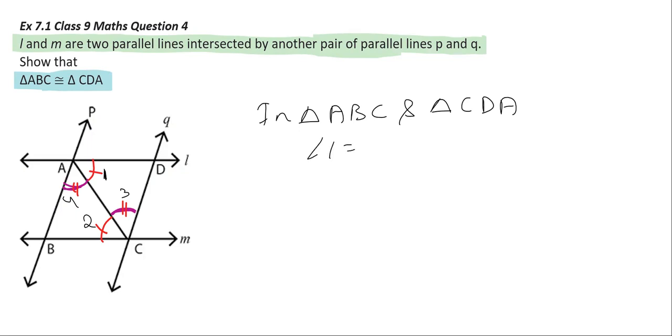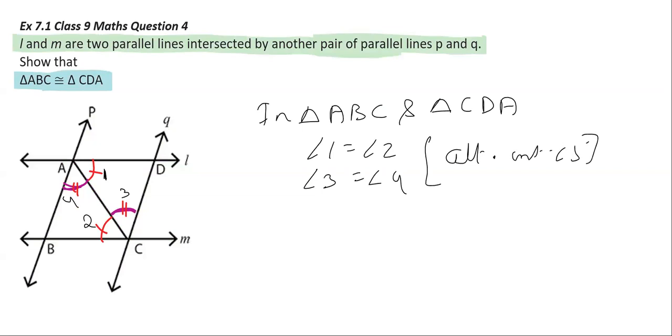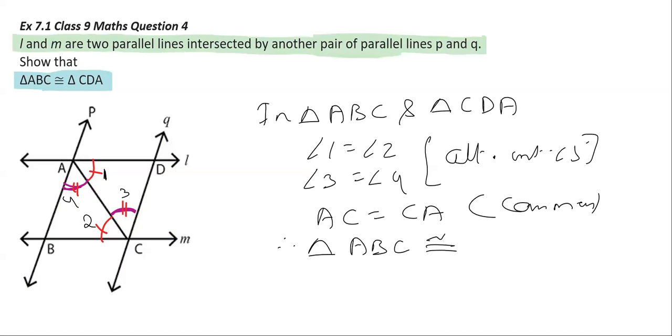So we'll write angle 1 is equal to angle 2 and angle 3 is equal to angle 4. The reason is the same here. That is, these are alternate interior angles. So once these two angles become equal, now we'll write AC is equal to CA, that is a common side. This is common. And therefore we can write triangle ABC is congruent to triangle CDA. And this is congruent by ASA, right? I think this is what we need to prove. There is no further supplementary part of this question.